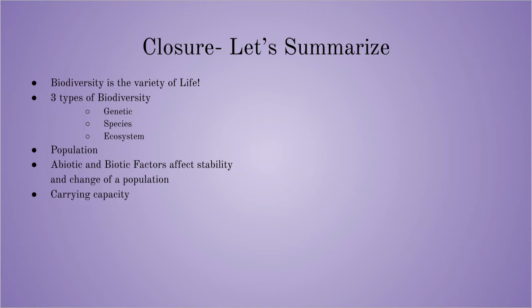So for a closure, we're going to summarize. Biodiversity is the variety of life. That's the meaning of bio and diversity. There are three types of biodiversity: genetic diversity, such as the fish with the stripes; species diversity, such as the different species, like elephants and fish and monkeys living in the same environment; and ecosystem diversity, such as the image with the woods as well as the water.